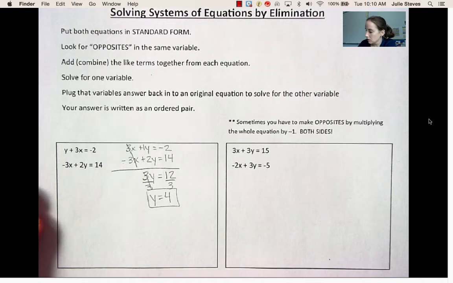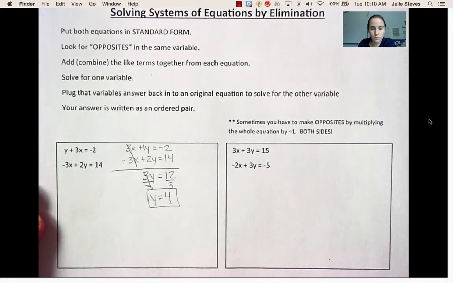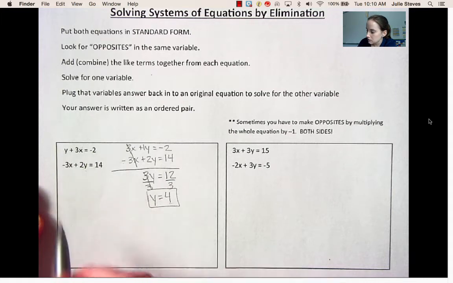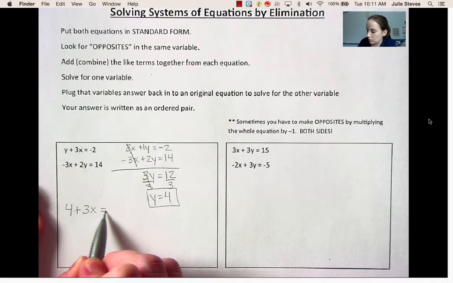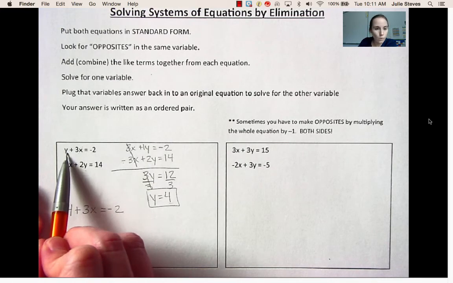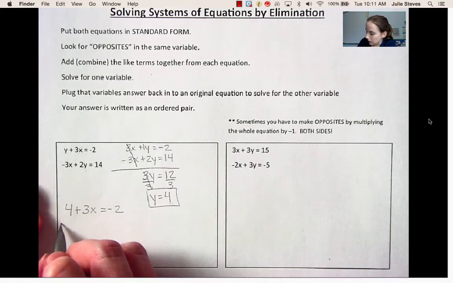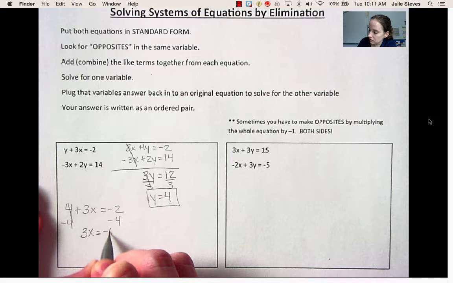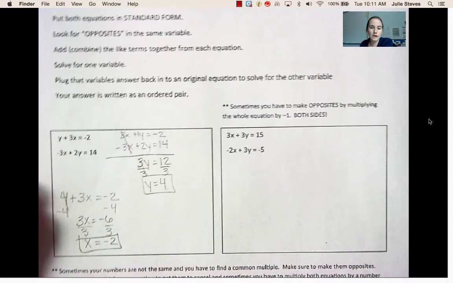Now plug back in the 4 to one of your original equations. It doesn't matter which one, as long as you use the y value now as 4. I'm going to use this first one, so I'm going to say 4 plus 3x equals negative 2. 4 again was my y value, plus 3x equals negative 2. Solve for x now. Minus 4, minus 4. 3x equals a negative 6, and divide by 3, x will equal negative 2. Your goal is to find a value for your x and your y.